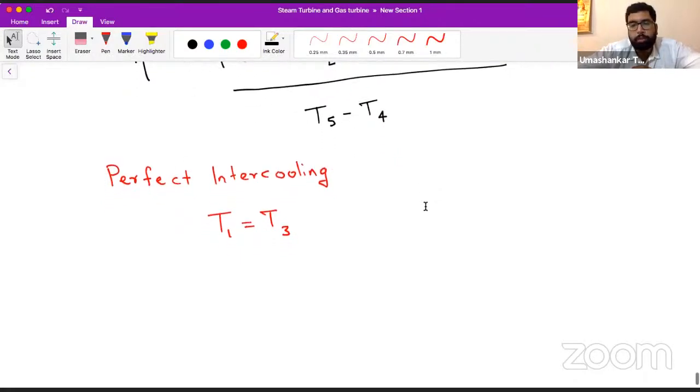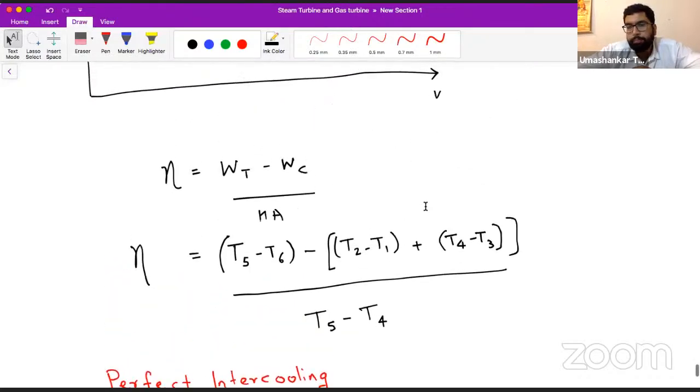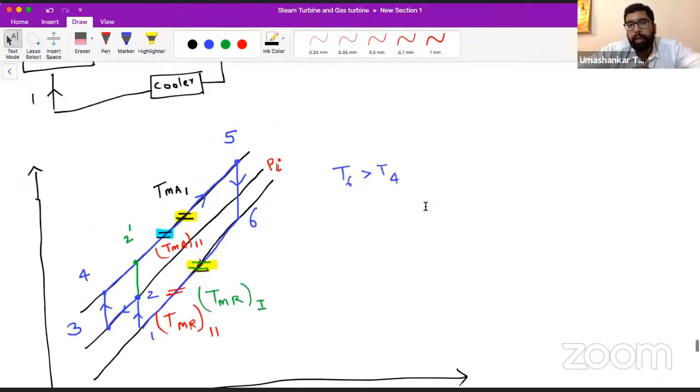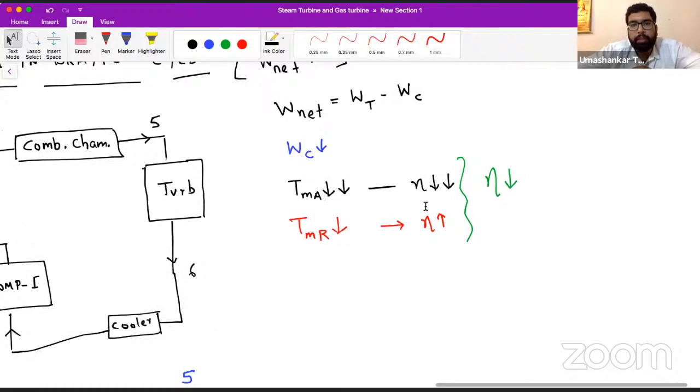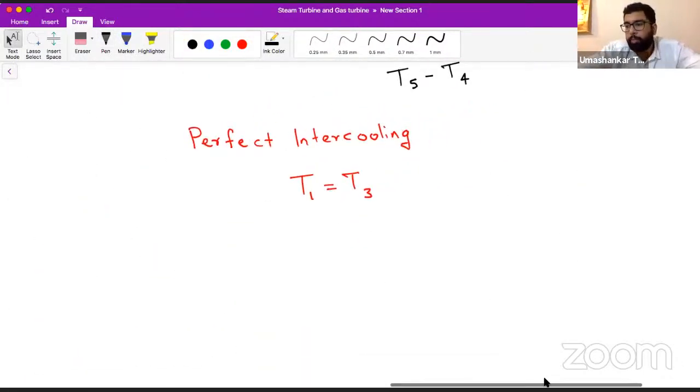Is there a doubt, Harsh? Can you tell me what doubt you are having? Yes, I said efficiency decreases when the mean temperature of heat addition decreases, and increases when the mean temperature of heat rejection decreases. We have this Carnot efficiency, no? Cleared? Okay. If it is clear, then we can move ahead.